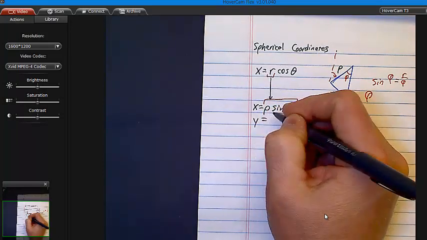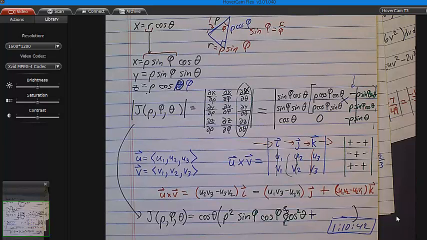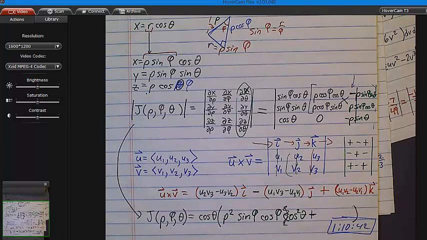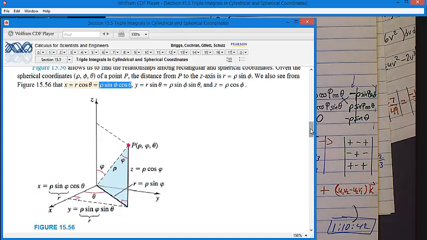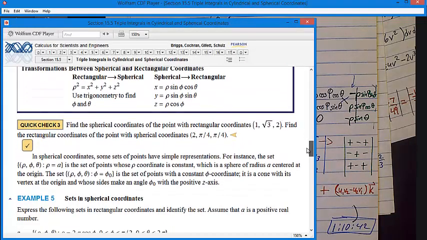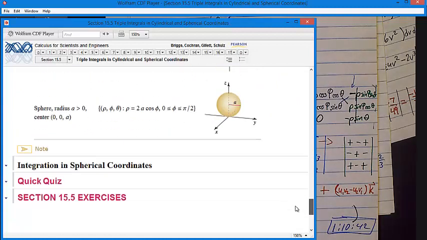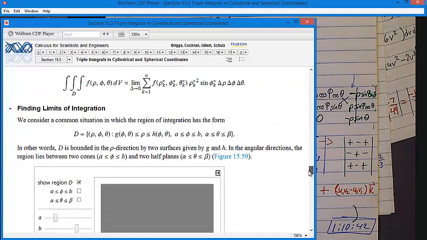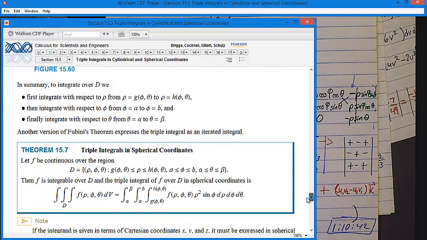Y is equal to... the point of this huge calculation. And do they do it? I don't think they do. I think they just kind of give it to you, which is why I wanted to do it. When you're going to do integrating in spherical coordinates, the Jacobian ends up equaling... Let me show you the formula right here. This is the answer that huge mess is going to simplify to. That's what we're going for.